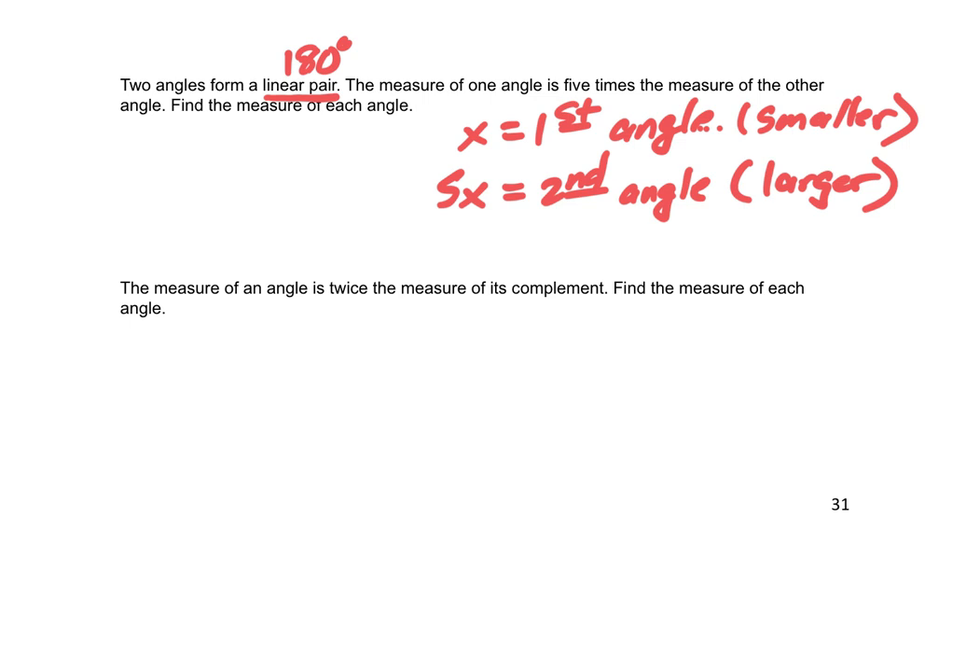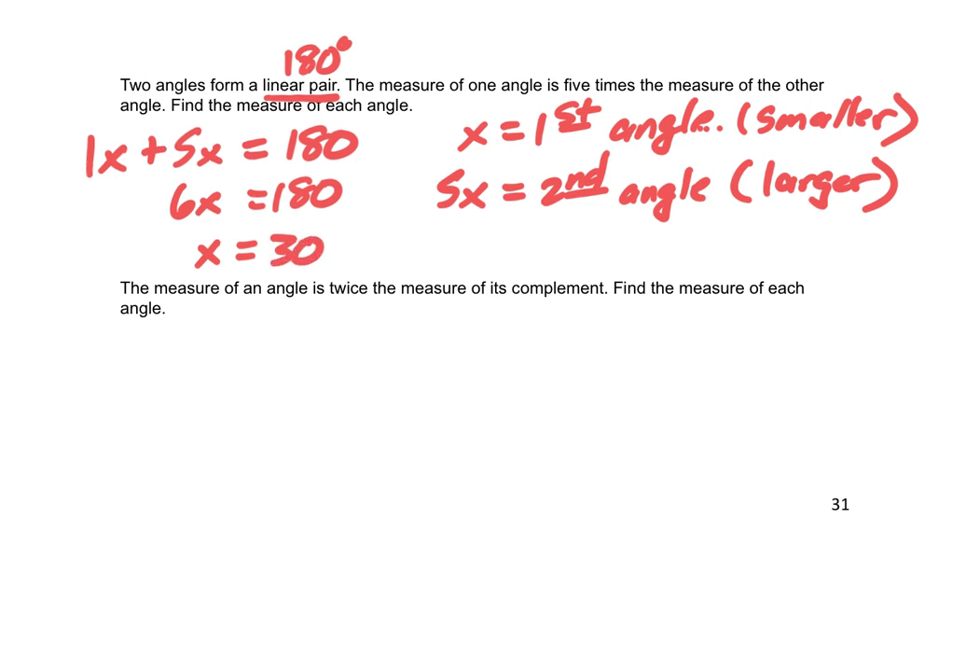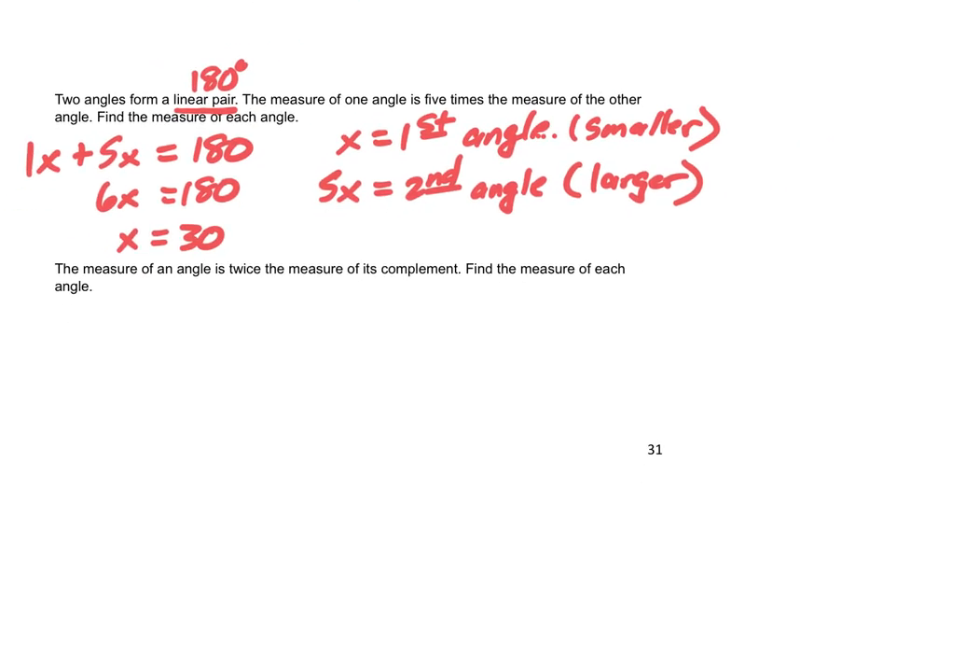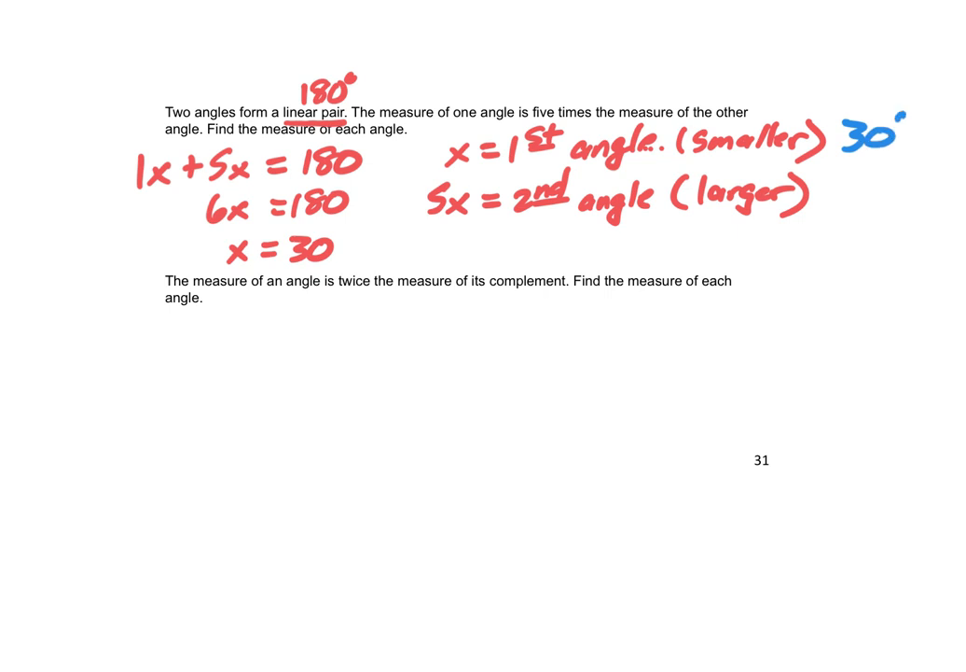But now what would be true? What do we say about these two angles? They are a linear pair, right? And so those two angles together make 180. First angle plus second angle equals 180. If there's no number in front of the x, we know that's an assumed 1. So this really becomes 6x equals 180. And then we divide by 6. So this angle over here is 30 degrees.